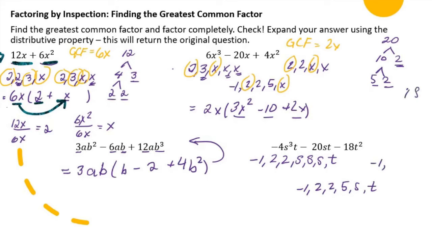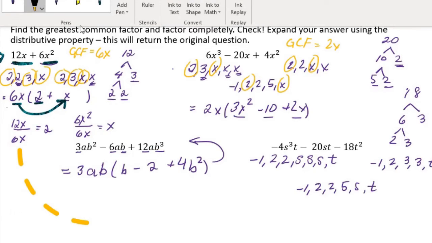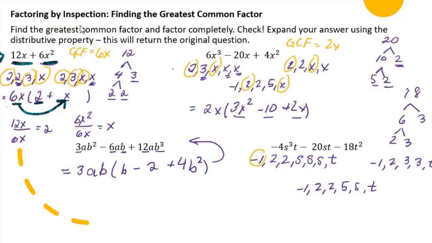Okay, 18, if I draw a quick factor tree, maybe you've done 6 times 3, maybe 9 times 2, we'll get to the same answer. The prime factors are 2, 3, and 3. So negative 1, 2, 3, 3, t, and t. What do they have in common? Well, they certainly have the negative 1, but I can always divide by negative 1 if necessary. They have a single 2. That's it. I don't have a second 2.